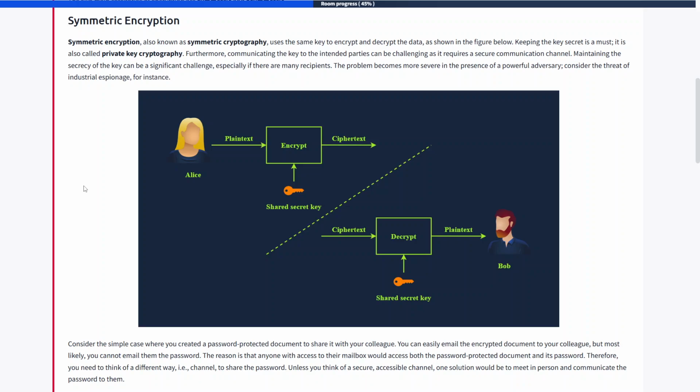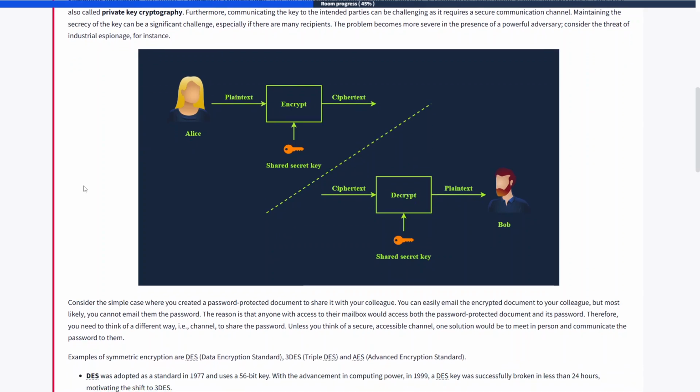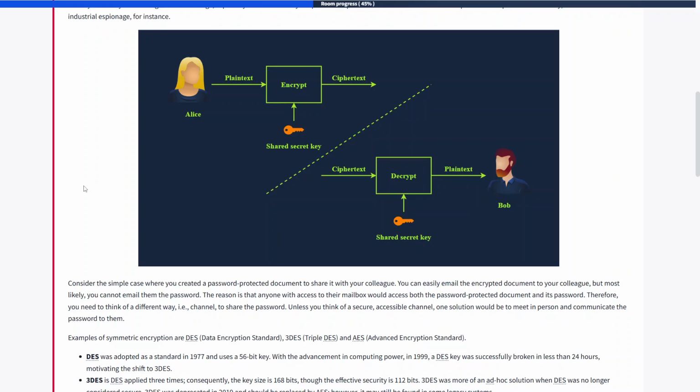Furthermore, communicating the key to the intended parties can be challenging as it requires a secure communication channel. Maintaining the secrecy of the key can be a significant challenge, especially if there are many recipients. The problem becomes more severe in the presence of a powerful adversary. Consider the threat of industrial espionage, for instance. So in symmetric encryption, there is only one key used to encrypt or decrypt, which is similar to Caesar cipher.